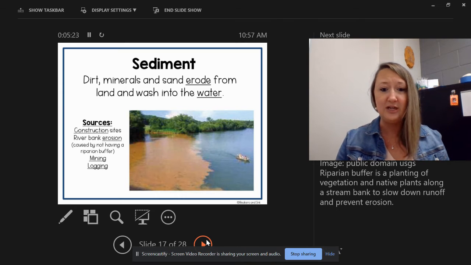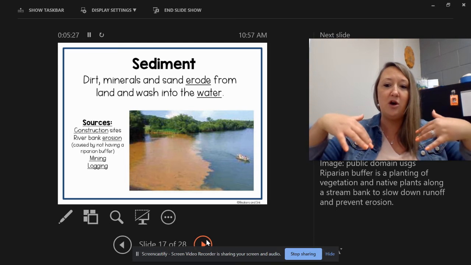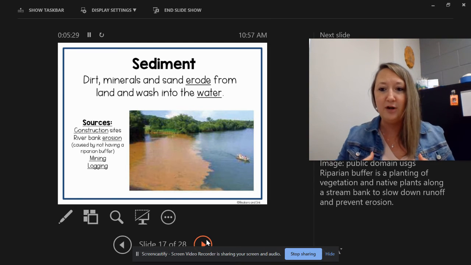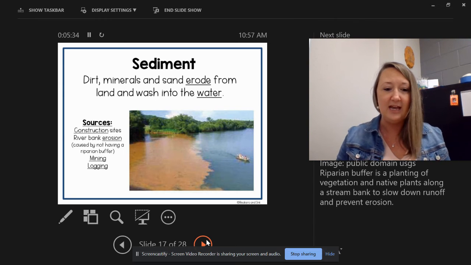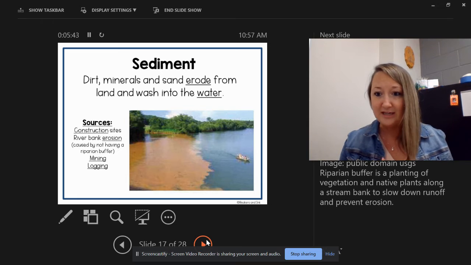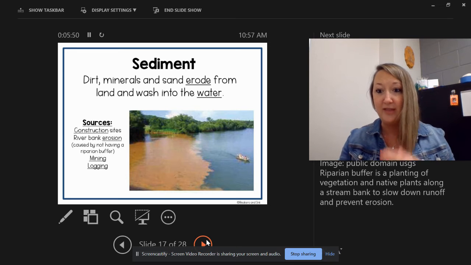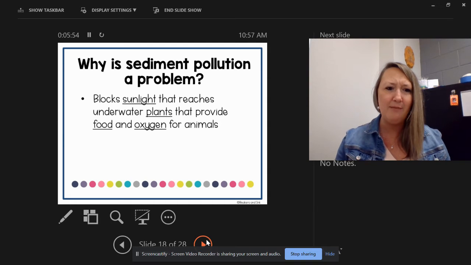Riverbank erosion is also an issue. This happens when we don't have those native plants that grow along the banks of rivers to slow that runoff. So then the water just ends up pushing that soil into the waterway and eroding that riverbank. Mining, logging, these tear up roads, and when the road gets torn up, there's exposed dirt. There's nothing to hold the dirt in place. And so that dirt is then going to wash into that watershed, wherever that watershed empties into that river, stream, or tributary.